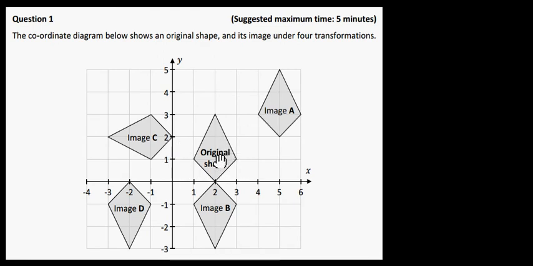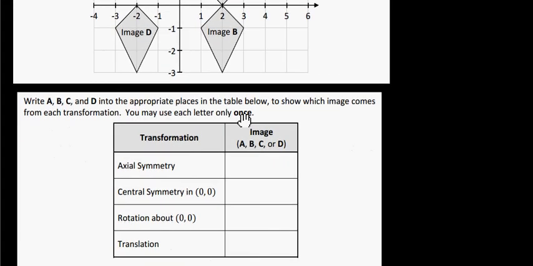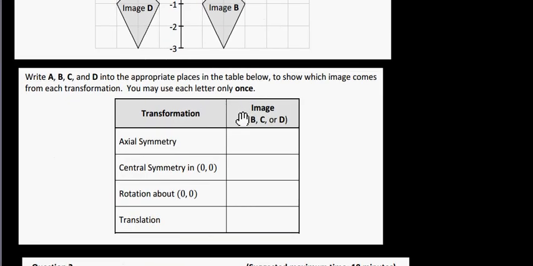You have an original shape or an object shape, and then you've got the image of this shape under various transformations. So you've got image A, B, C and D here. Now we've got to write A, B, C and D into the appropriate places in the table below to show which image comes from which transformation. And we may use each letter only once. So we have axial symmetry, central symmetry, rotation about the origin and translation.